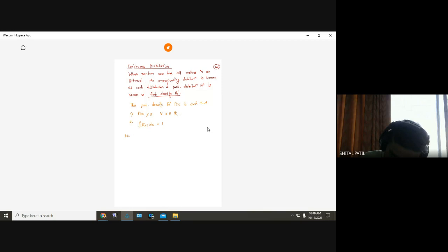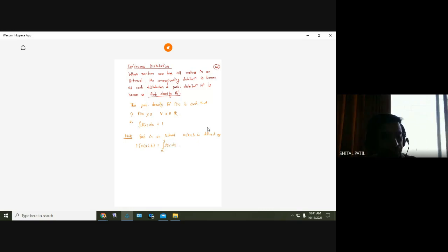Note, probability in an interval, say, is defined as, now how is probability defined here? Probability means like this: integration of f of x dx from where to where? A to B. That's it. This is the probability.